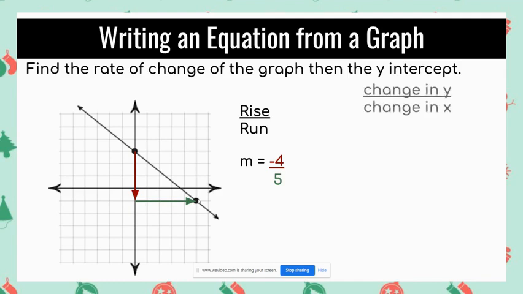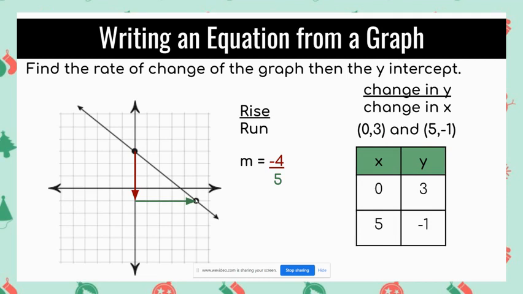If you wanted to do it change in y over change in x, you would pick 2 points. I would choose the two that are there, (0, 3) and (5, -1). Put them in a table. To go from 3 to -1, I subtract 4. To go from 0 to 5, I add 5. It's still -4 over 5.